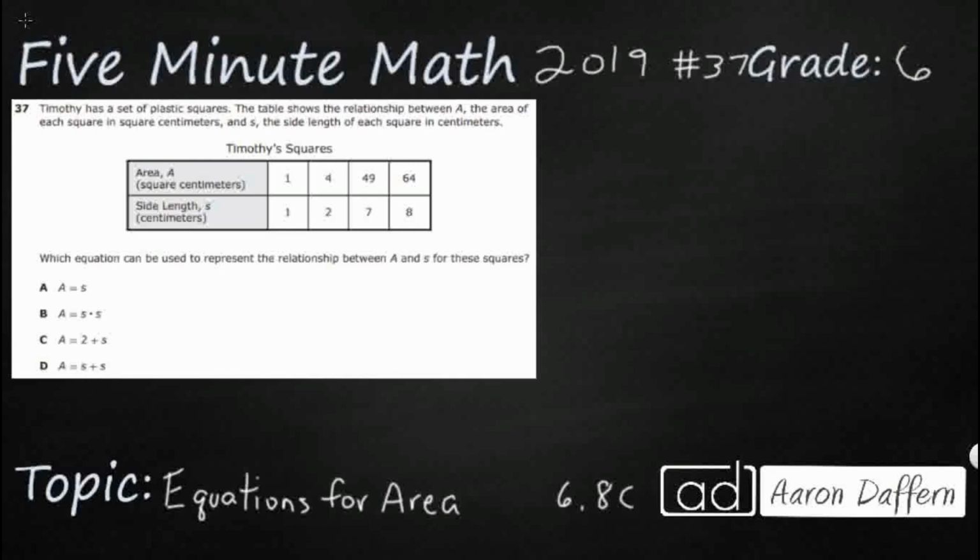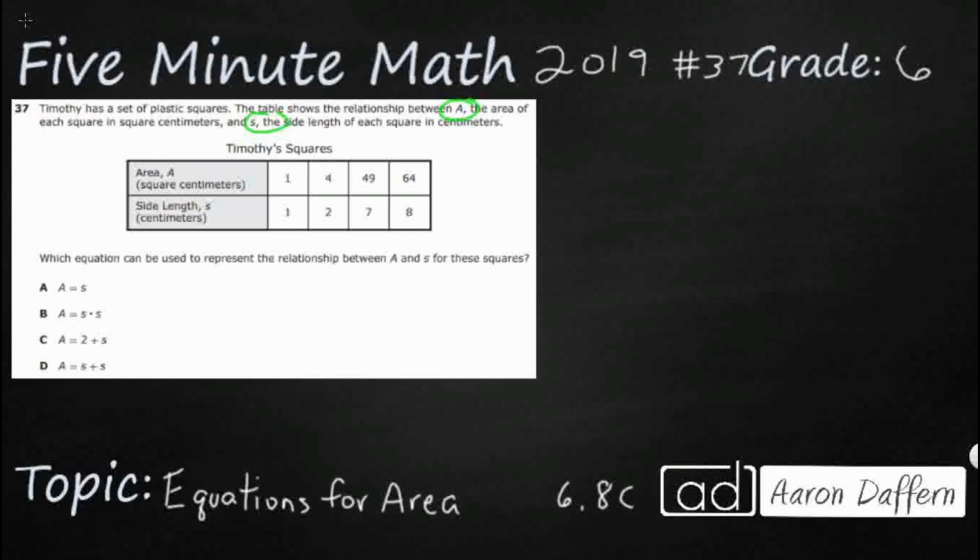Pretty simple problem for 6th grade. In this particular problem, we have a plastic set of squares, and this table shows the relationship between A, the area, and S, the side length. We simply need to find the equation that relates A and S. We've been learning about area of a square or a rectangle since the 3rd grade. In the 3rd grade, we started looking at little tiny invisible squares inside shapes to count how many square units there were, and now we're looking simply at the relationship here.